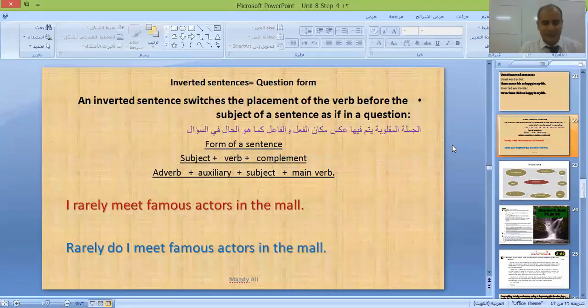Another example: I rarely meet famous actors in the mall. Who can invert it? We begin with the adverb. Then we need an auxiliary verb, do. Then the subject. Then the verb. Then the complement of the sentence. The answer is: rarely do I meet famous actors in the mall.